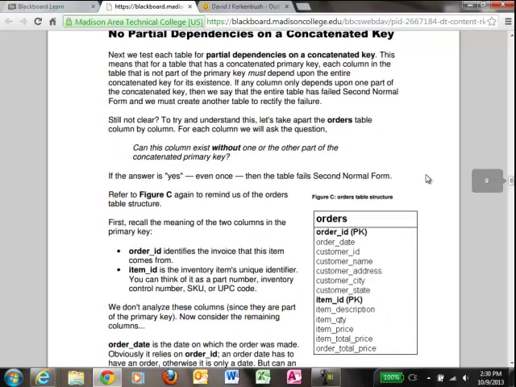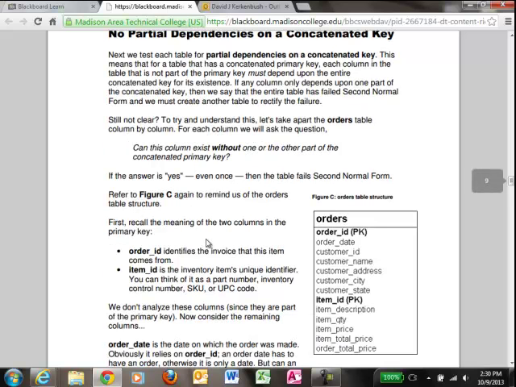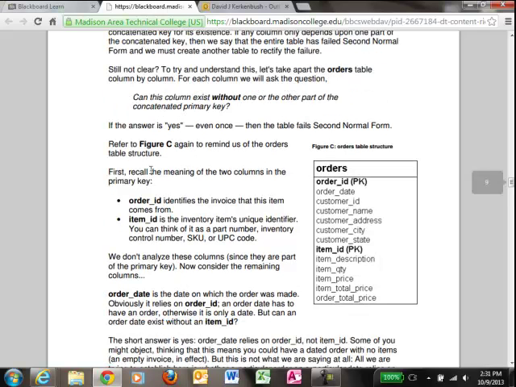Now, not all tables or entities you design will have a concatenated key. If an entity that you're designing doesn't have a concatenated key, then you can skip the second normal form, because there would be no way for a field to have a partial dependency on a concatenated key. Okay, but this one does, so what do we do here? We have to test each field to see if it's only partially dependent on a part of the primary key. So let's do this in the example.